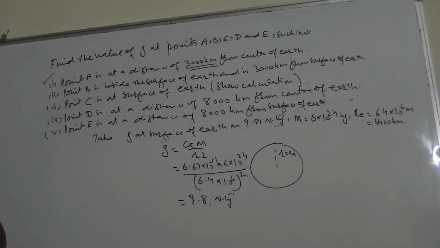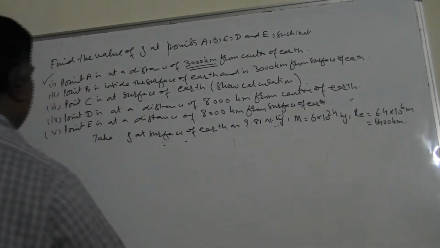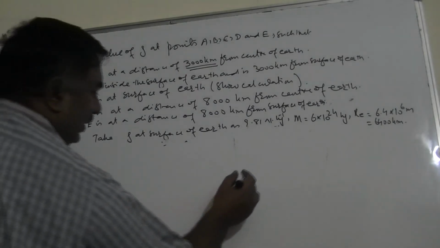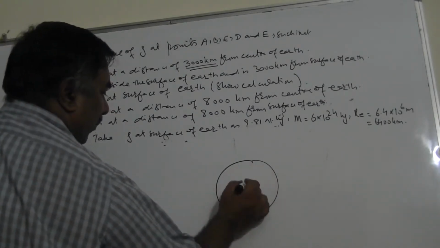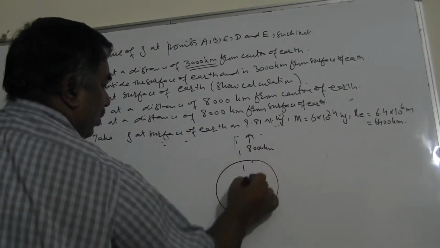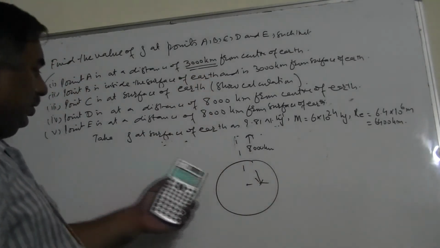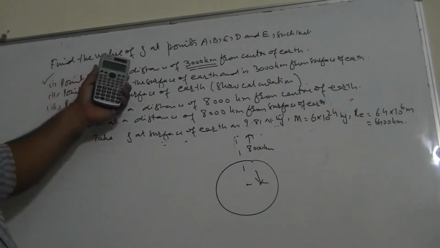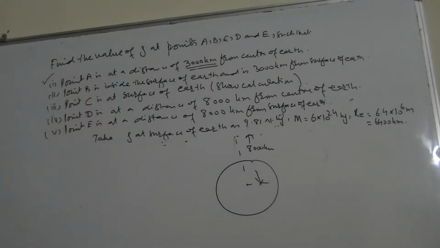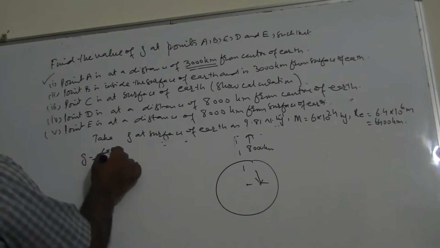Now coming to the fourth point, point D is at a distance of 8,000 kilometers from the center of earth. I'll first locate where that point is. So this 8,000 kilometers is actually outside the earth. Earlier, when it was 3,000 kilometers, it was understood to be inside. Although it has not said inside earth or outside earth, we have to determine whether it will be inside earth or outside earth.